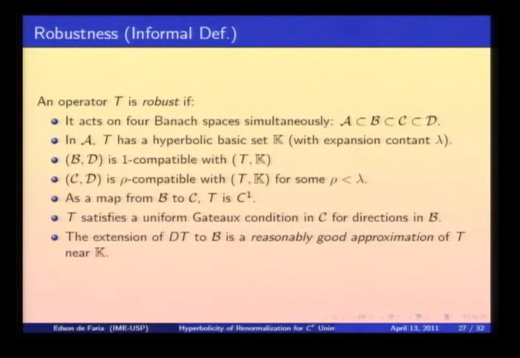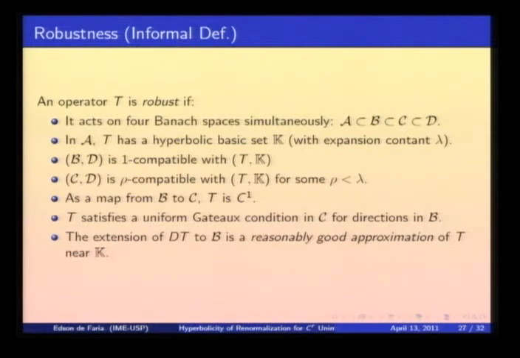So what is robustness? What does it mean for an operator to be robust? An operator is robust if it satisfies, roughly, this is a very informal definition, these conditions here. It should act on 4 Banach spaces now. For some technical reasons, we cannot do with just 3 spaces, we need 4 spaces. So now you're supposed to think that A are the analytic maps, B are the C^R maps, C is like the C^S maps where S is greater than R plus 1.